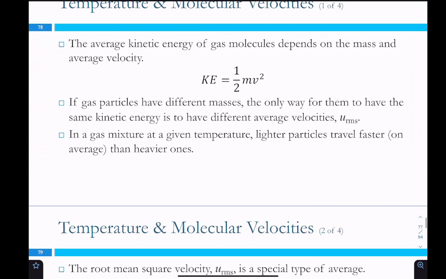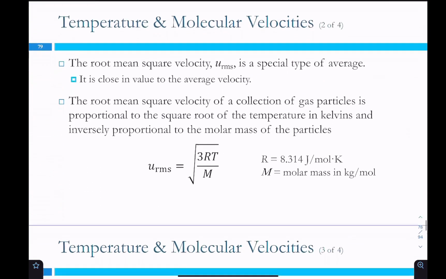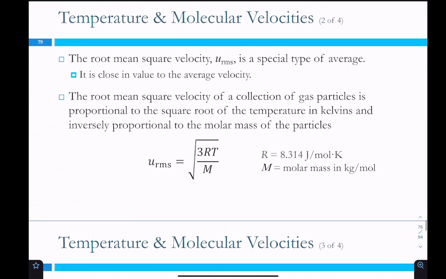So in a gas mixture at a given temperature, lighter particles travel faster, heavier ones travel slower. This is the equation for root mean squared velocity. It's a special type of average. It's close to your regular average, where you take all their velocities and divide by the number of particles, but it's not quite. It's adjusted a little bit. For our collection of particles, it's proportional to the square root of the temperature in kelvins and inversely proportional to the molar mass of the particles, if your molar mass is in kilograms per mole.